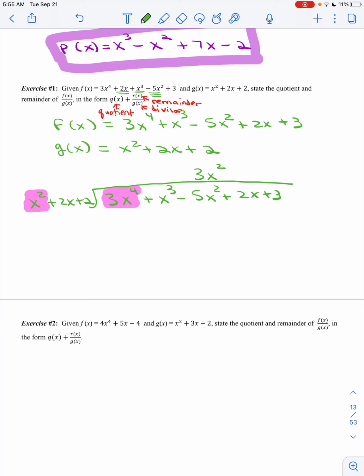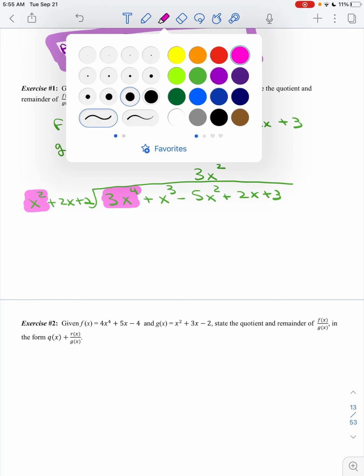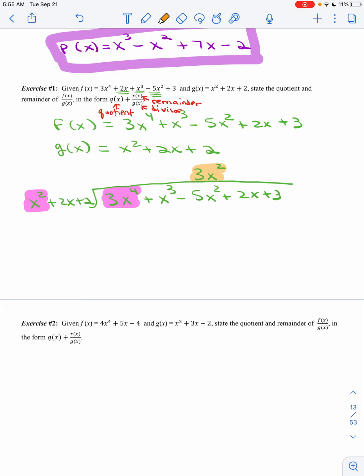Now I'm going to take the initial part of my quotient, 3x squared, and multiply it by each of the terms in my trinomial. So 3x squared multiplied by x squared, then 3x squared multiplied by 2x, and 3x squared multiplied by 2. Okay, so 3x squared multiplied by x squared is 3x to the fourth. 3x squared multiplied by 2x is 6x to the third. And 3x squared multiplied by 2 is 6x squared.